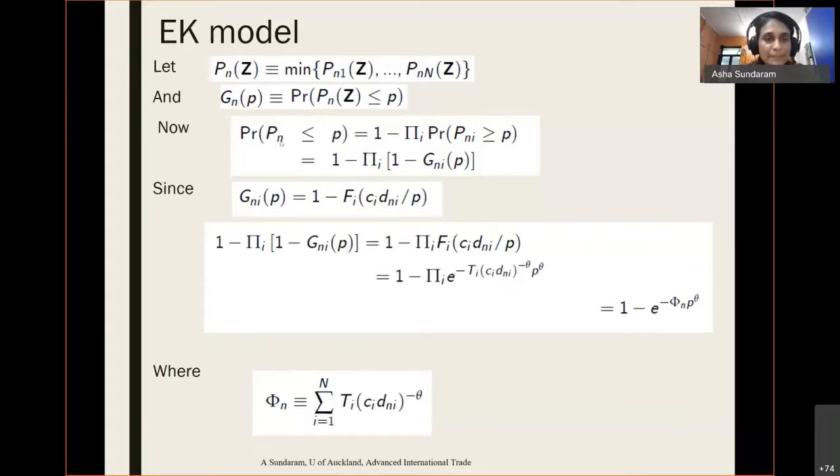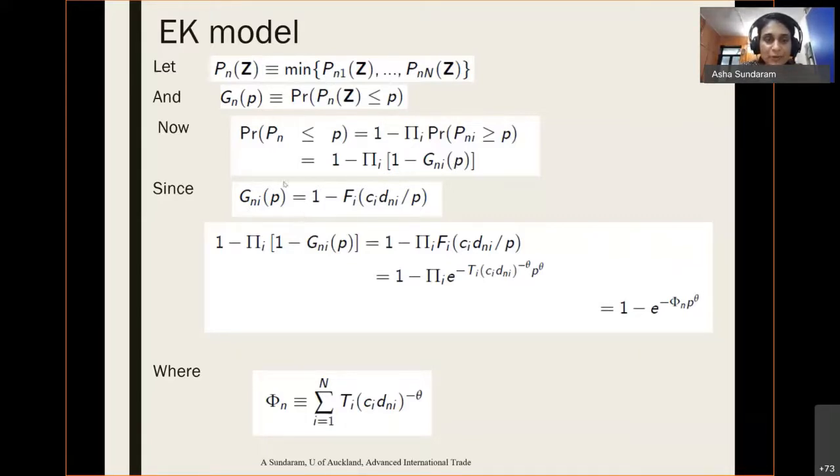So the probability that P_N is less than or equal to P is equal to one minus the probability that everyone is only giving it to us at a price higher than P. And what is the probability that everyone's prices are greater than or equal to P? Well, that's the product across all the different countries that all of their prices are greater than or equal to P. Okay? And we can calculate what this is because this is nothing but the probability that each country's price is greater than or equal to the constant P, which as we have defined before is simply one minus G_Ni of P from the previous slide.